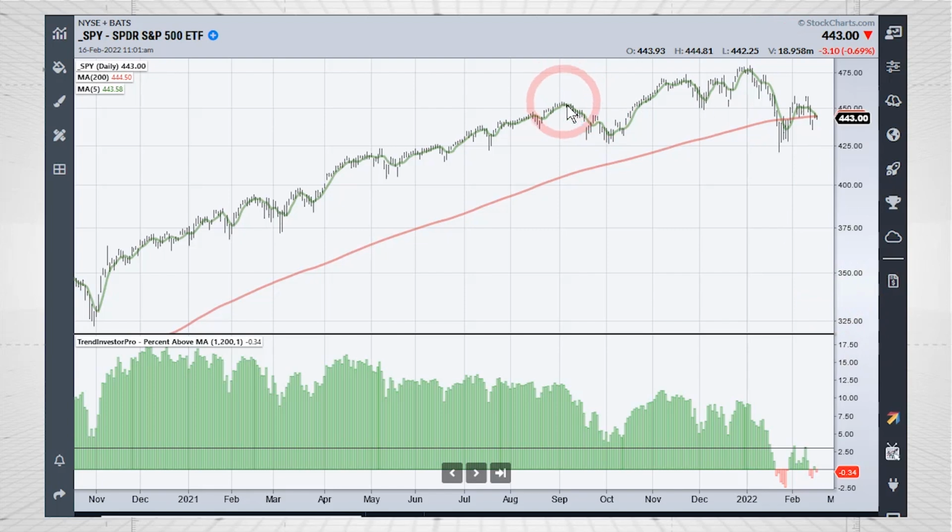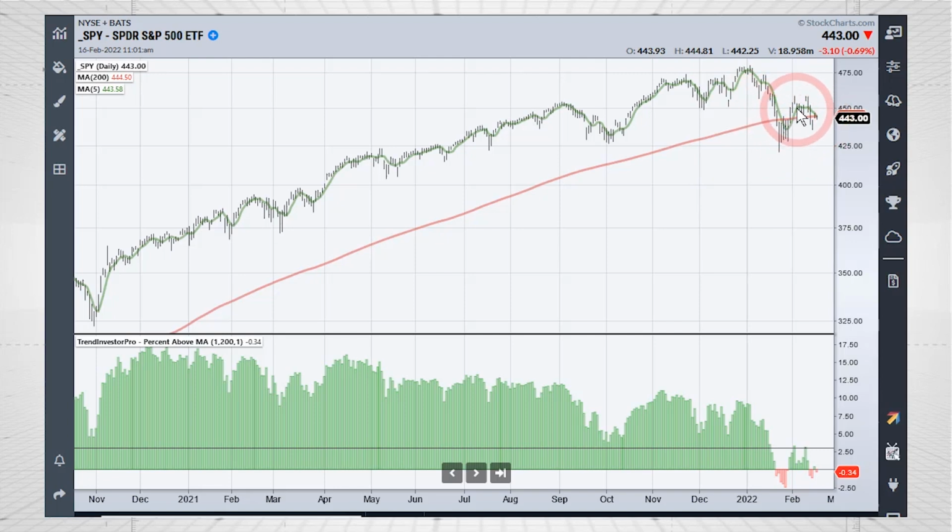And what I've got here, the green line is a 5-day moving average and the red line is a 200-day. And in the indicator window, I've got the percentage difference between these two moving averages. Now, I wouldn't recommend using the close in the 200-day. You're going to get too many whipsaws.